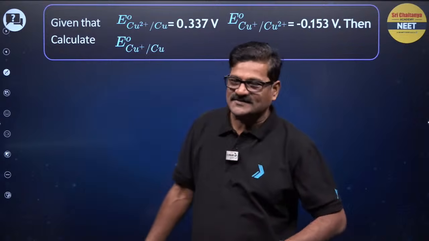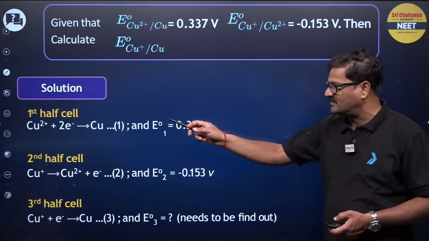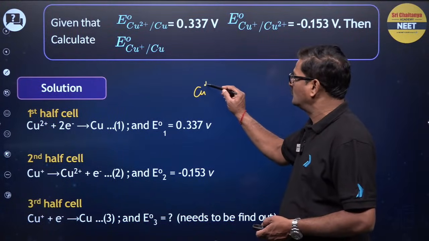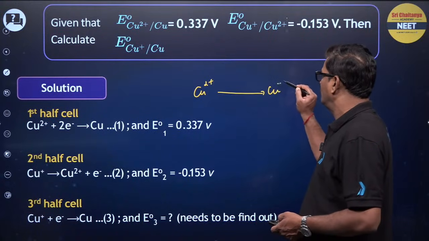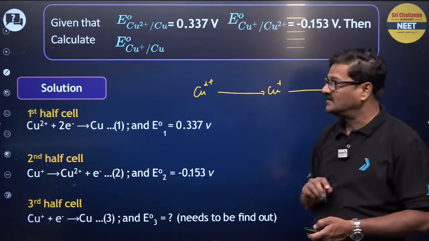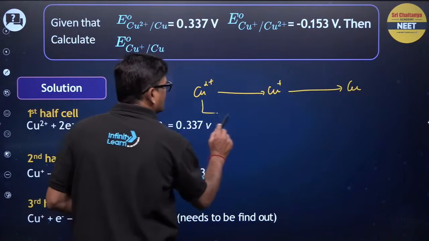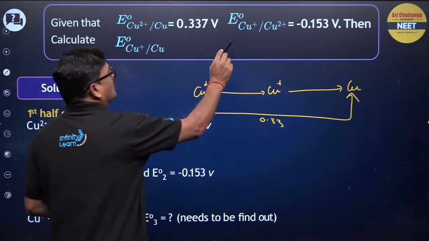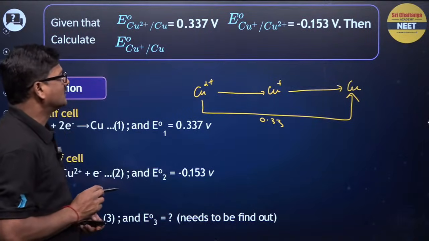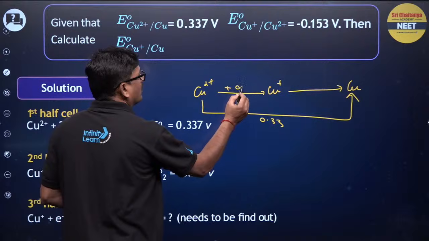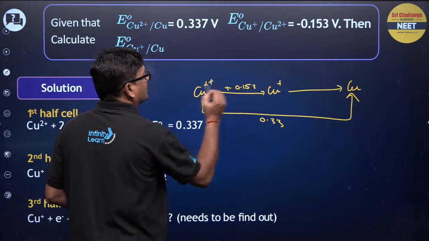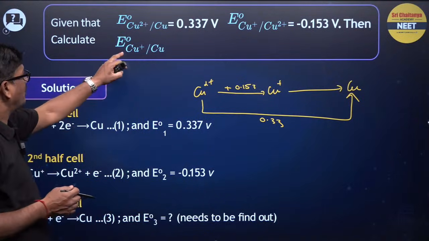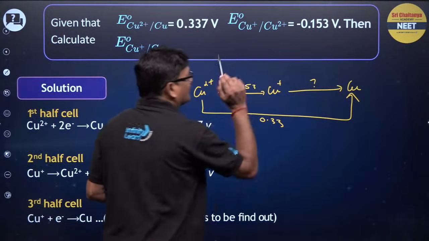So without time delay, let us go ahead with this. So first option is given, copper 2 plus takes 2 electrons, otherwise you can say copper 2 plus gives rise to copper plus and gives rise to copper, right? So copper 2 plus to copper plus is given as 0.33, and copper 2 plus to copper is going to be plus 0.153. Then you are asked to get copper plus to copper. What will its value be?